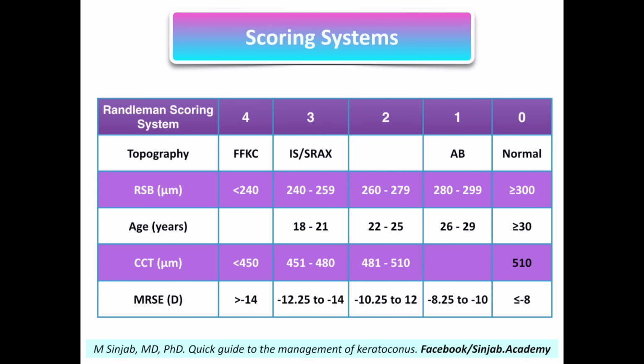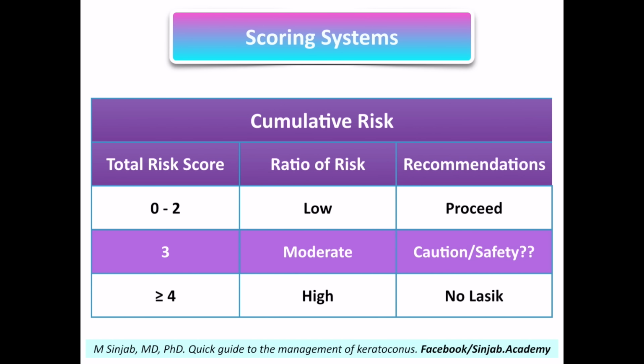The other scoring system is the Randleman scoring system, which grades the case from 0 to 4, depending on topography, residual stromal bed, age, central corneal thickness, manifest refraction spherical equivalent. And after scoring the case, we go to the cumulative risk in order to see the total risk score and the ratio of risk, and we have some recommendations.